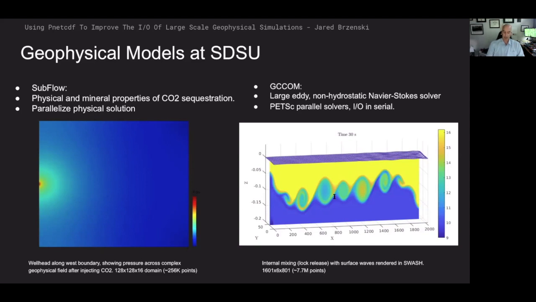Here you have an image of, imagine there was some kind of wellhead here injecting CO2, and this would be the pressure gradient in the rock medium after some time period.